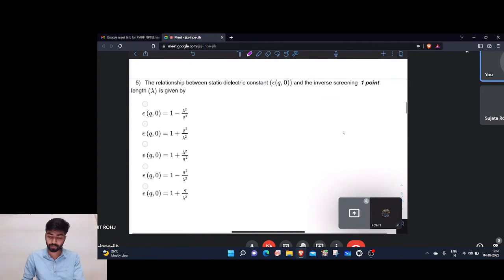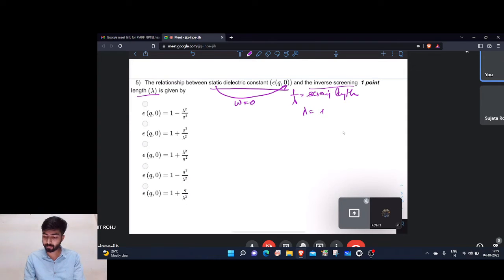Now question number 5 says the relationship between the static dielectric constant, static means that frequency omega is equal to 0, there is no frequency variation, and the inverse screening length. Since 1 by lambda is the screening length, as we discussed earlier, lambda would be the inverse screening length.